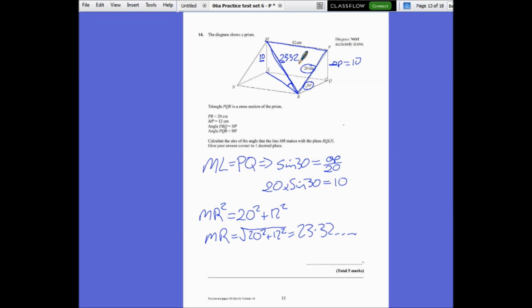Once we've got 2 sides of a right angle triangle, we can use trigonometry to work out the angle. So we've got the opposite, which is this one, and we've got the hypotenuse, which is this one. So again, we're going to use sin. If we call the angle that we're after x, we will do sin x is equal to the opposite, which is 10 over 23.32. And if you've left that answer in your calculator, you can just put that in as answer. So x would be sin to the minus 1 of 10 over 23.32, which will give us 25.4 degrees to 1 decimal place, as it's asked for.